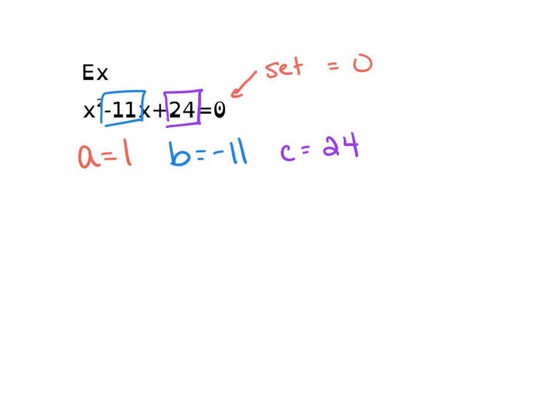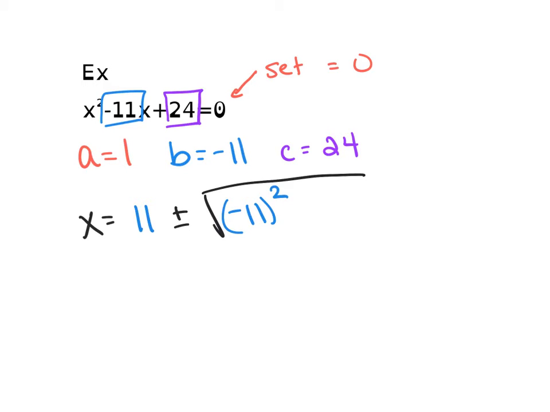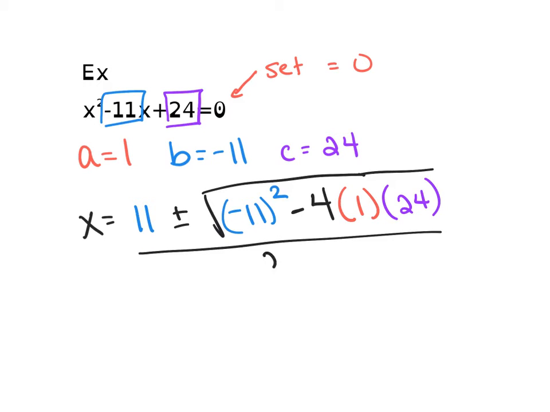So when I set this up now, using the formula, x is equal to the opposite or negative b. The opposite of b here is positive 11. You just flip the sign on b, plus or minus the square root of b squared. So that's going to be negative 11 squared minus 4 times a times c, which is all of this right here. All of that divided by 2 times a.